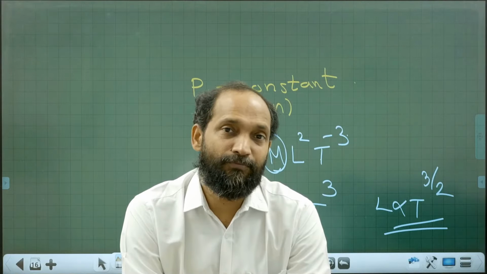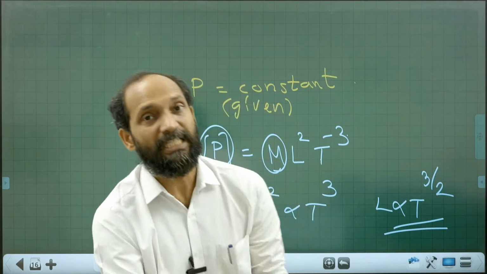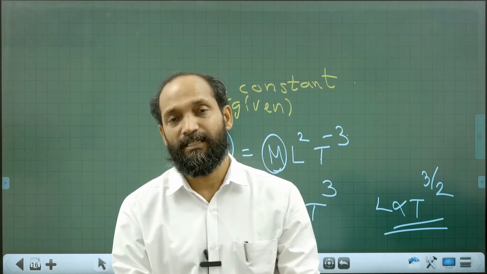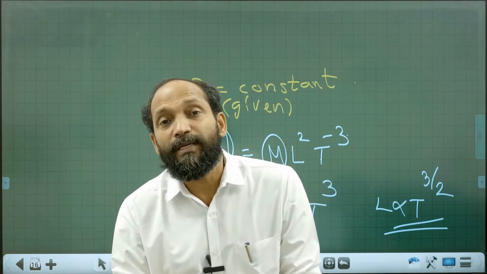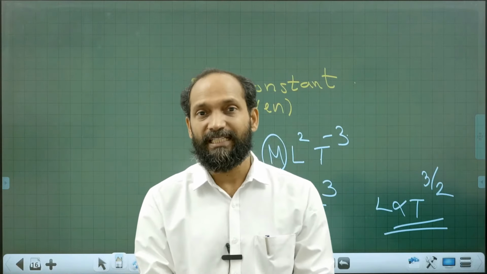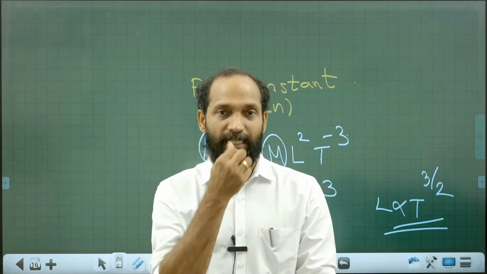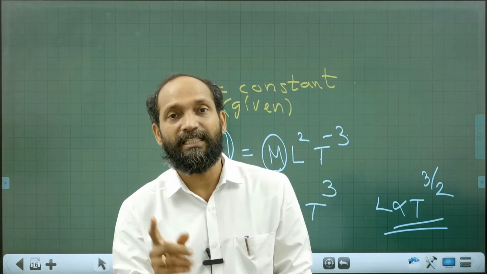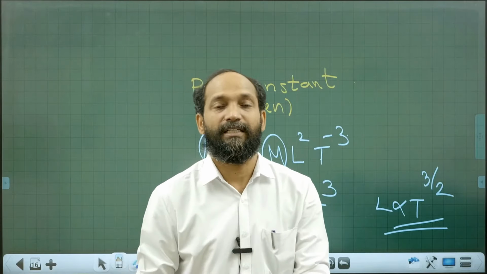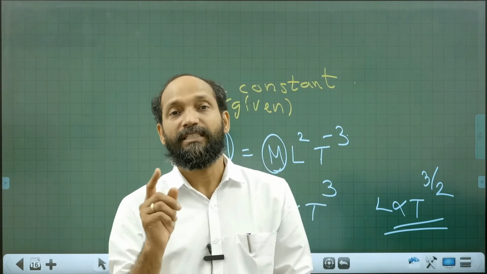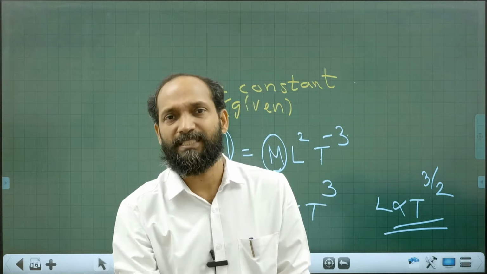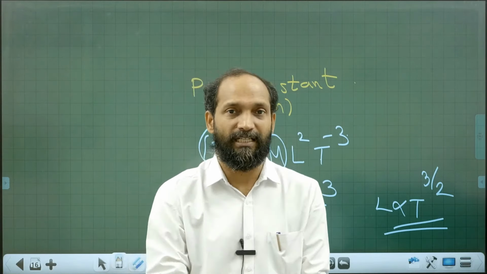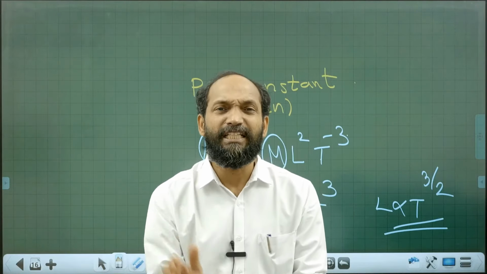If any equation is physically correct, that should be dimensionally correct. But if any equation is dimensionally correct, that need not be physically correct. If any equation is dimensionally incorrect, that equation is physically incorrect. So for physical correctness, dimensional correctness is a must. But a dimensionally correct equation need not be physically correct.